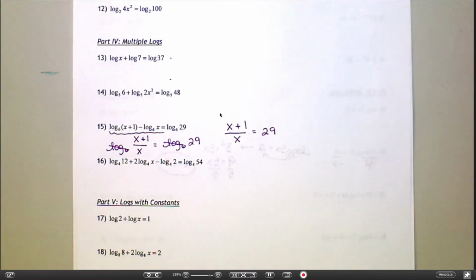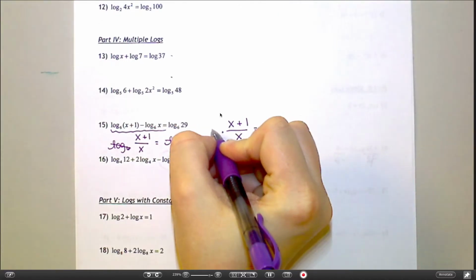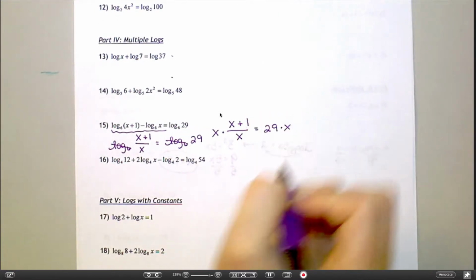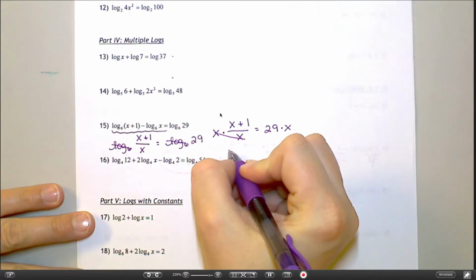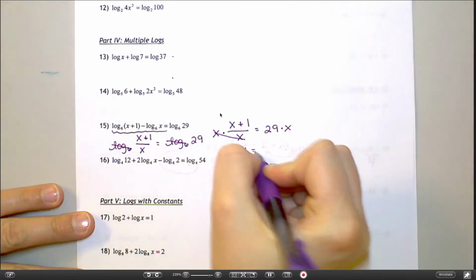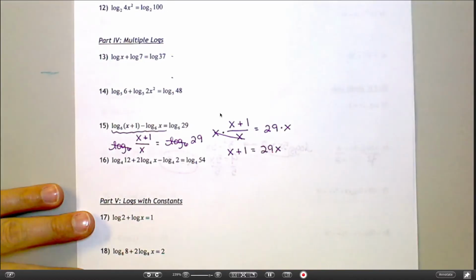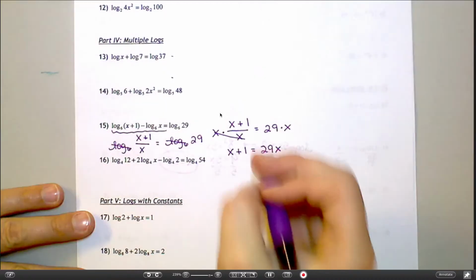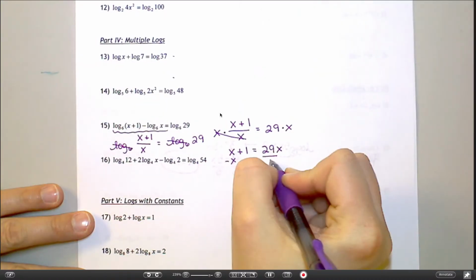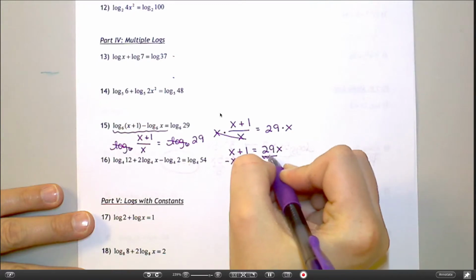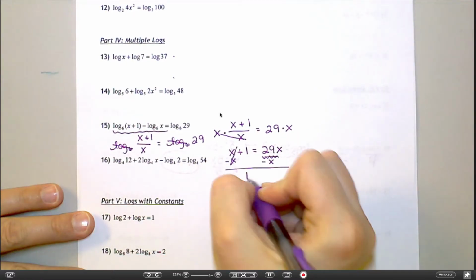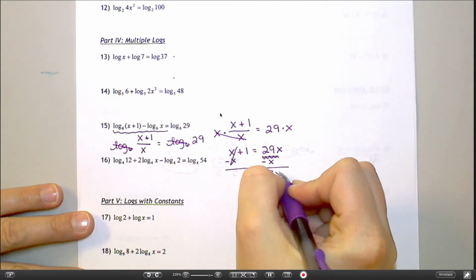Now this is kind of a weird one to solve, but you know all of the steps you need to do. What would you do first here? You would multiply by x. Very good. I would multiply by x on both sides, making this x plus 1 equals 29x. Okay, I would subtract an x. Whoops, that shouldn't be division, I was thinking ahead a step. So 1 equals 28x. Divide by 28.